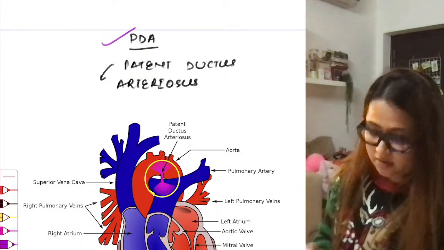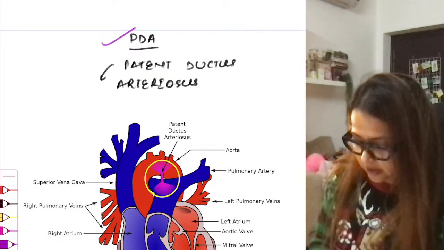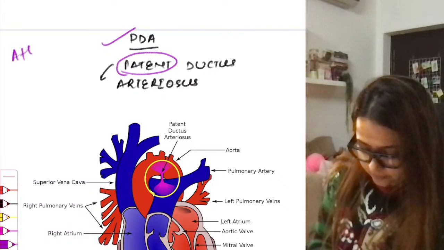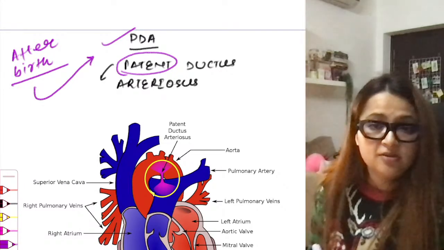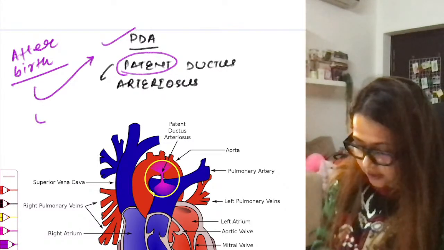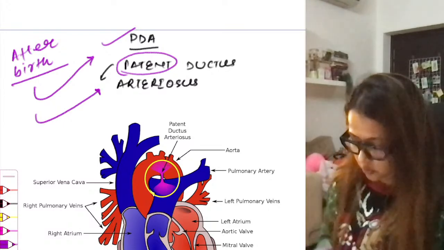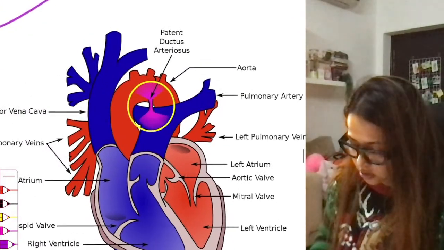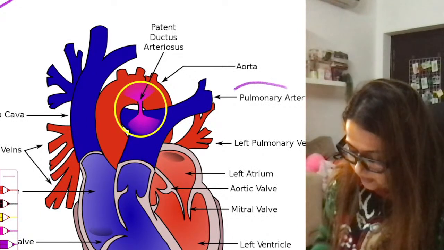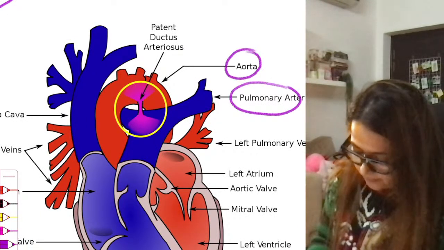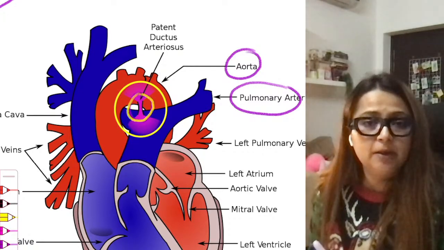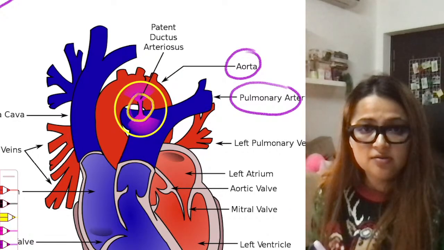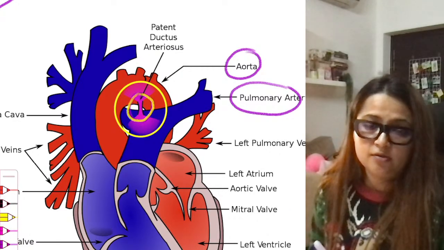So, here we have something known as patent ductus arteriosus. Patent means open. After birth, if the ductus arteriosus is not closing, you call it patent ductus arteriosus. This is a picture showing the patent ductus arteriosus. This is the pulmonary artery, this is the aorta, and they have shown this abnormal connection between the pulmonary artery and the aorta. This is known as the patent ductus arteriosus.